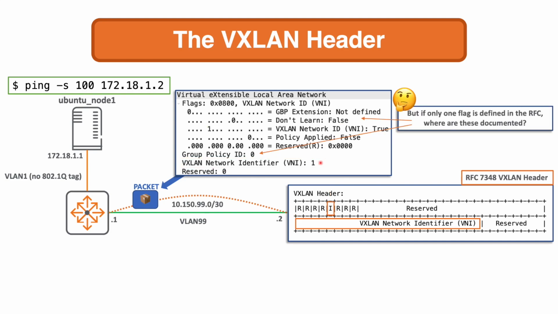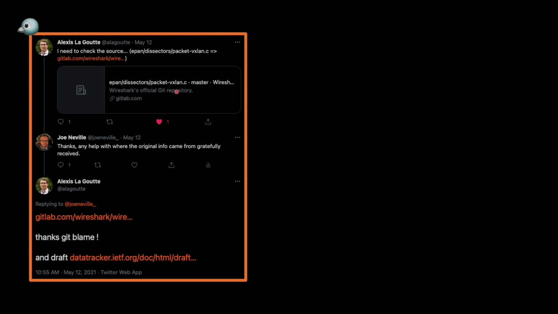But that begs the question, I think, what's all the rest of this then? Where's all this coming from? If we've only really got 2 things reserved in the RFC, where is this group policy ID coming from, and this extension or don't learn or policy applied? Where are those documented? Now, I asked that question on Twitter and my boy Alexis came through for me. He did a check and searched on the Git blame actually for Wireshark to find out where that information was referenced, and he posted the link for me.